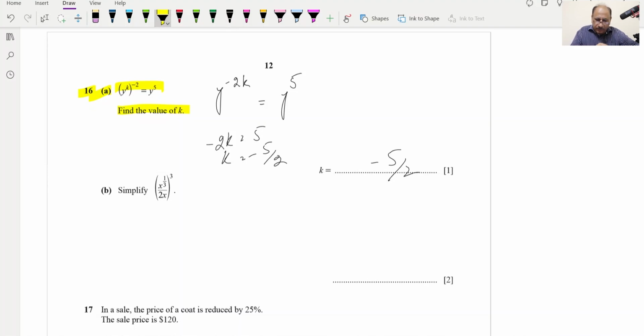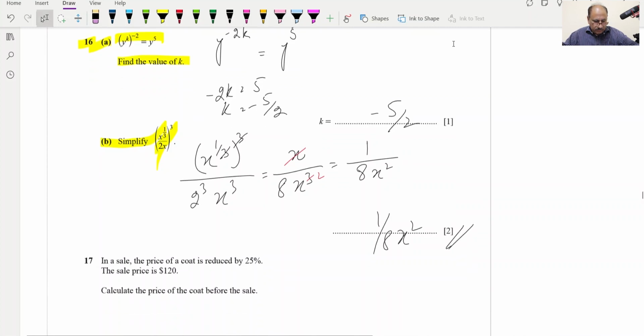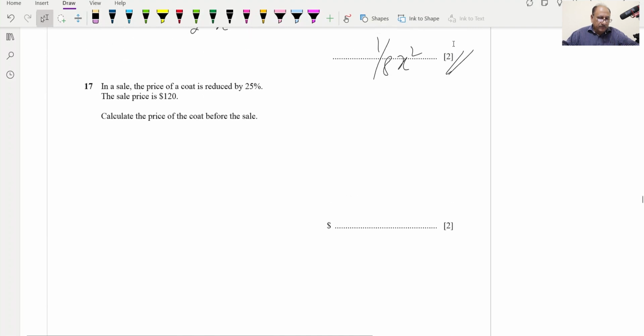Now b part says simplify this. So to simplify this, we'll take separate parts. So 1 by 3 raised to power 3 over 2 cube will be okay like this one. So this and this will be cancelled, and it will be x over this will be 8x cube, and further we can cancel this with this, and power will change to square, so it will be 1 over 8x squared. So 1 over 8x squared, this will be final answer for 2 marks. Now we can move to question number 17.